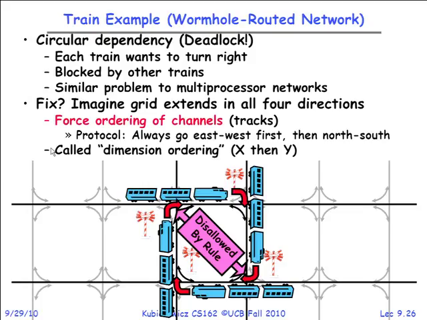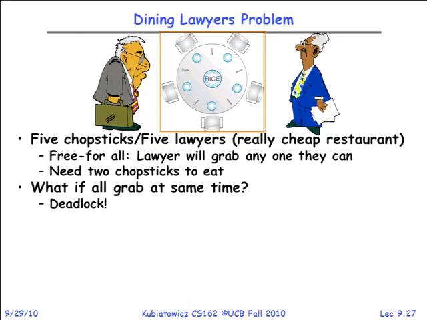Because since they are lawyers, they're not going to give up the chopstick they've got, and they need one more to make forward progress. So they all sit there and they starve. This is not just starvation, this is starvation that involves deadlock. So how do we fix the deadlock? Well, one way is to make them give up a chopstick, which seems unlikely.